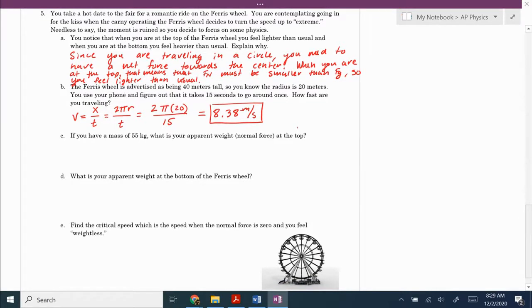Next one, you have a mass of 55 kilograms. What is your apparent weight? Apparent weight is the normal force at the top. So, let's see here. We just sum our forces for the top. At the top, right?